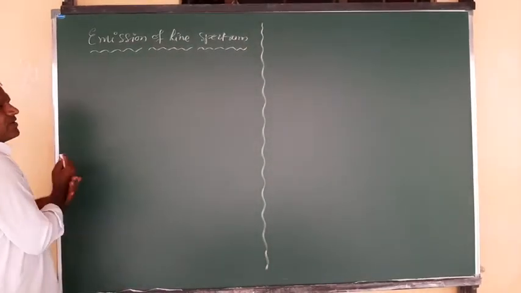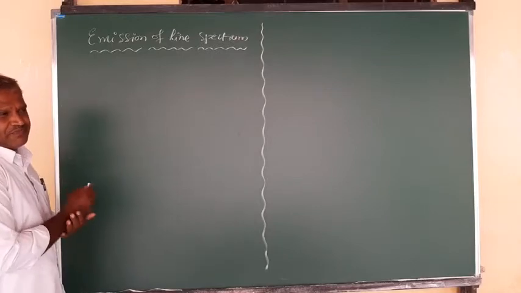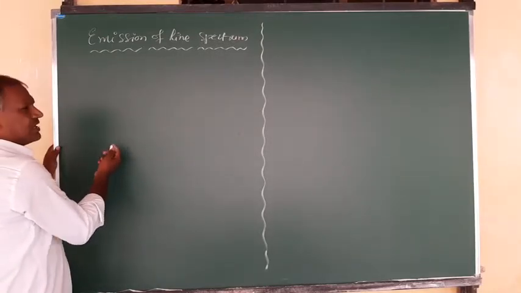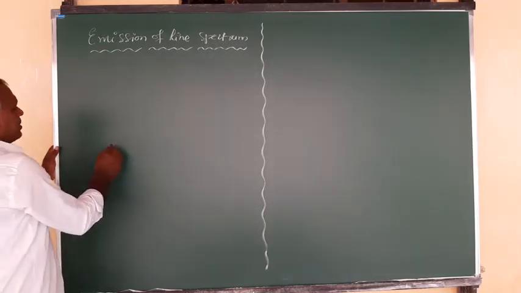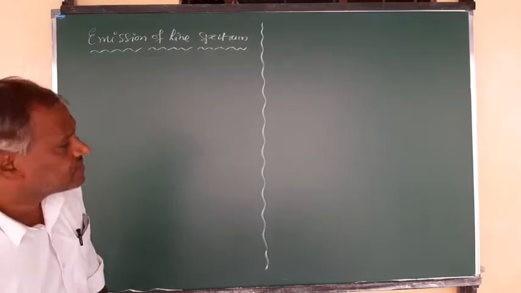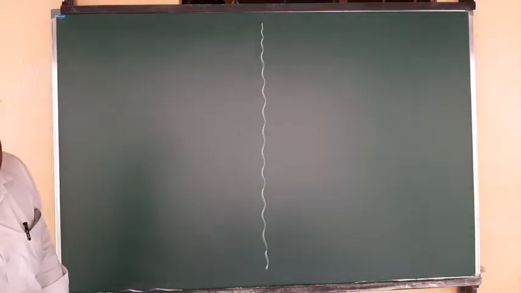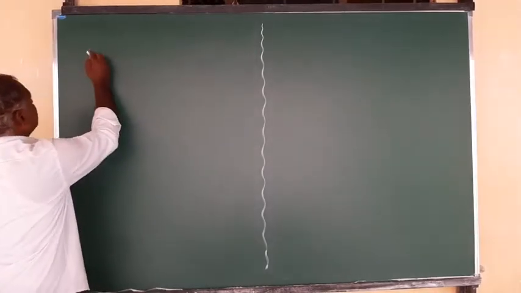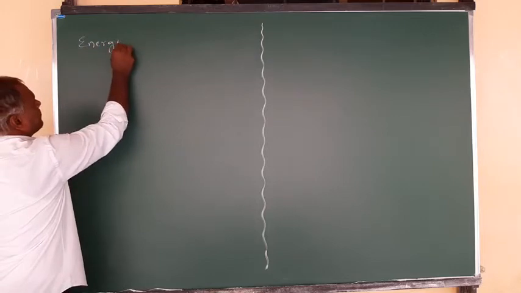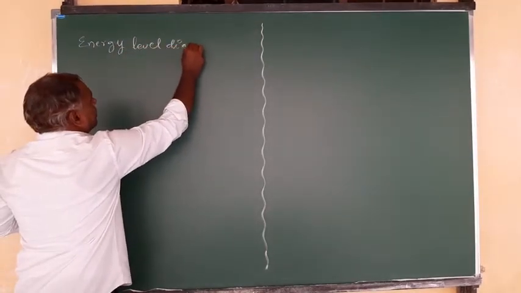So here, when that electron makes the transition from higher energy to lower energy, we can observe the line spectrum. Already we have this energy level diagram. If you see, before this emission of line spectrum, you'll see this energy level diagram for the hydrogen or hydrogen-like atoms.